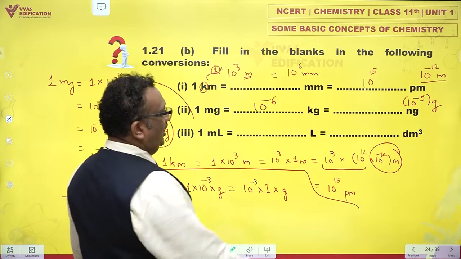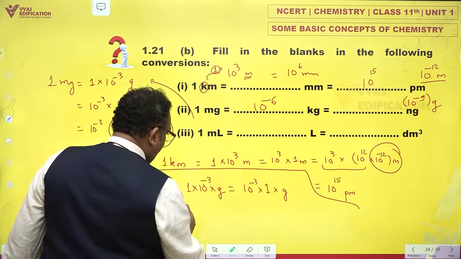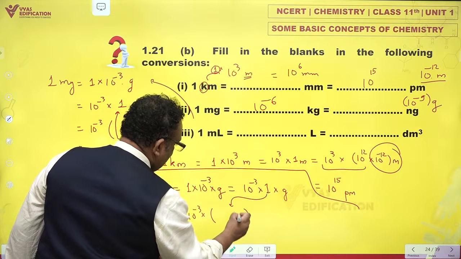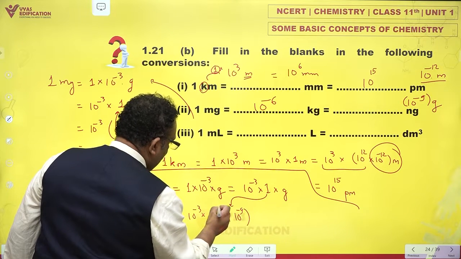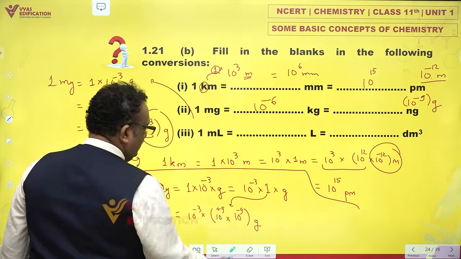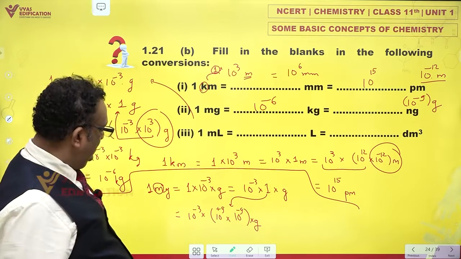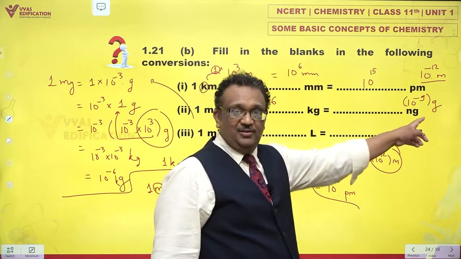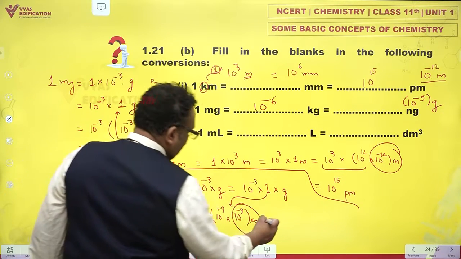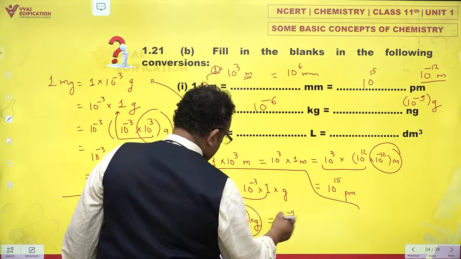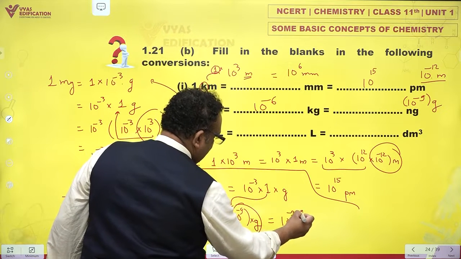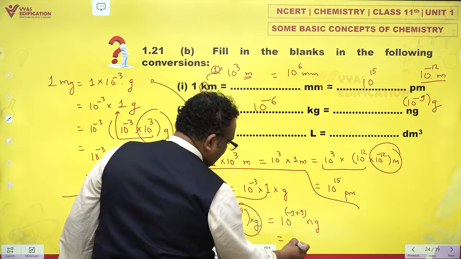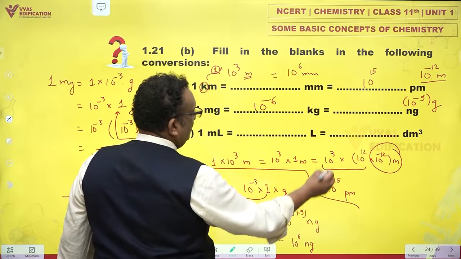Instead of 1, now I have to write 10 raised to minus 9. How will I do that? Instead of 1, I will say this is 10 raised to minus 9 into 10 raised to plus 9 grams. Right? Now, this thing is nanogram by definition. So, I get 10 raised to minus 3 plus 9 nanograms, which is 10 raised to 6 nanograms.